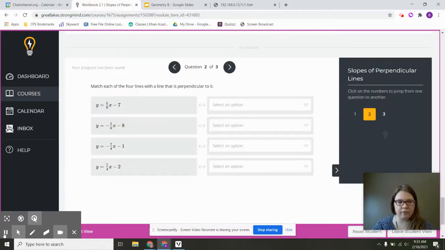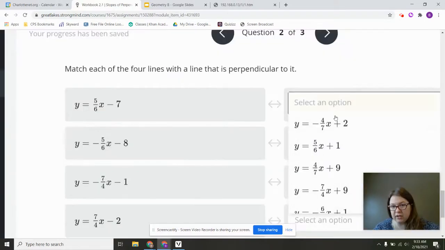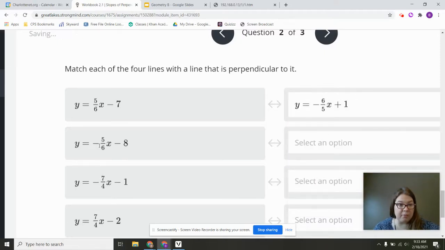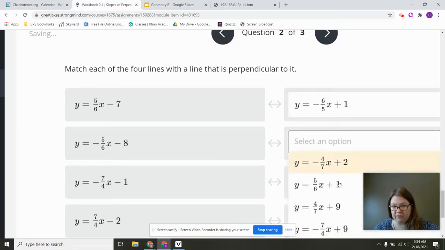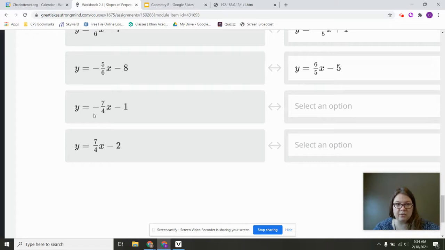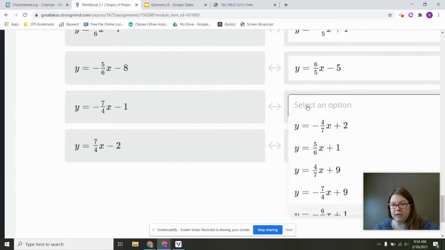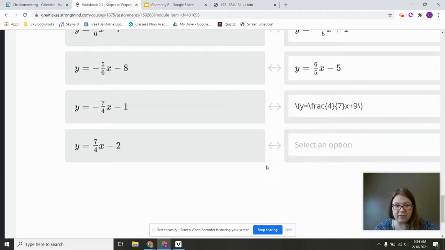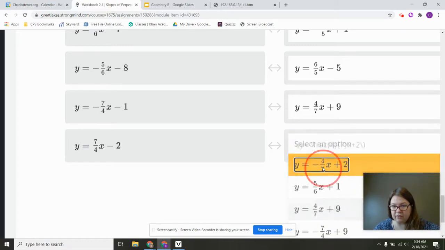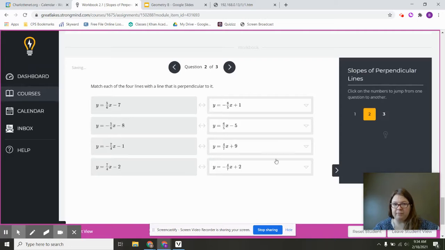You can't really see that. So for this one, we're looking for opposite reciprocals of each. So we're just looking for -6/5. Then this one, we're looking for +6/5. Then this one, we're looking for +4/7. And then this one, -4/7. I think it's at the top, -4/7. All right.